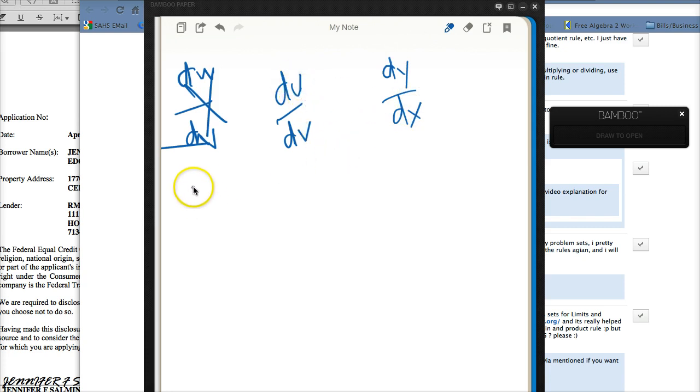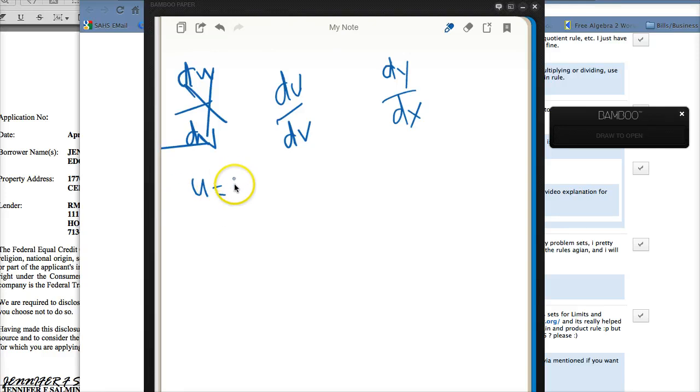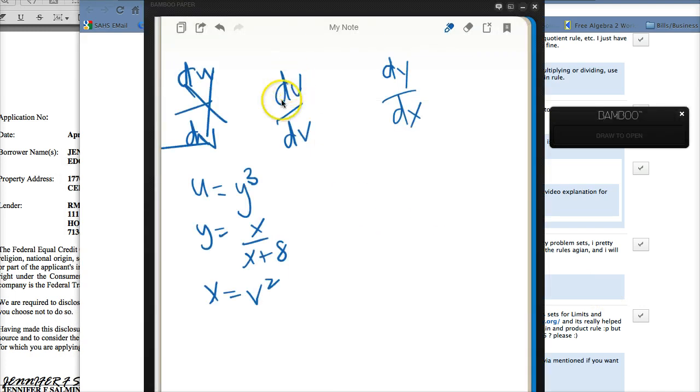What Rocky's example says is that u is y to the third, y is x over x plus 8, and x is v squared. Let me just double check if that's right. Yeah. So if I want to find du dv, the problem is that when I do the derivative of u, it's in terms of y, which is not what I want. I want the derivative of u in terms of v, but this one right here is in terms of y.